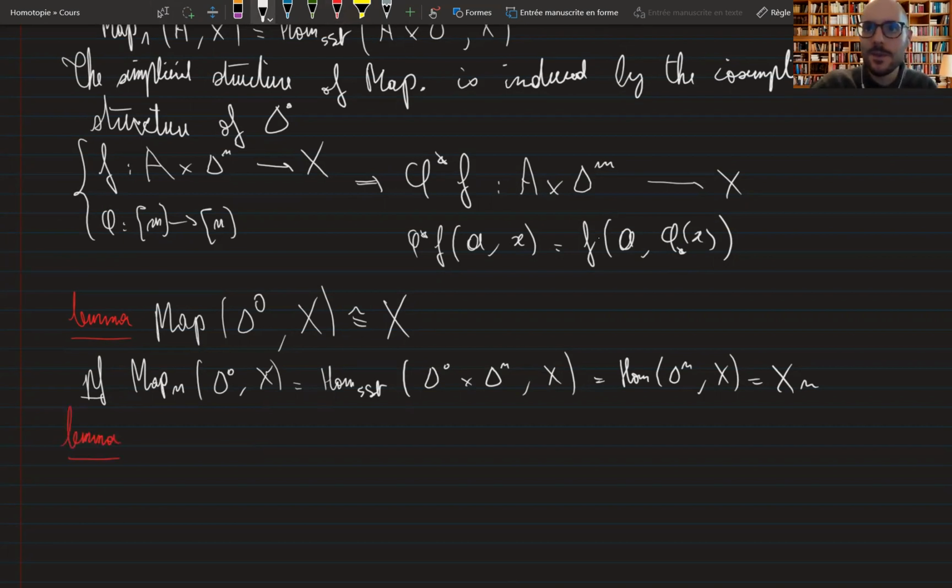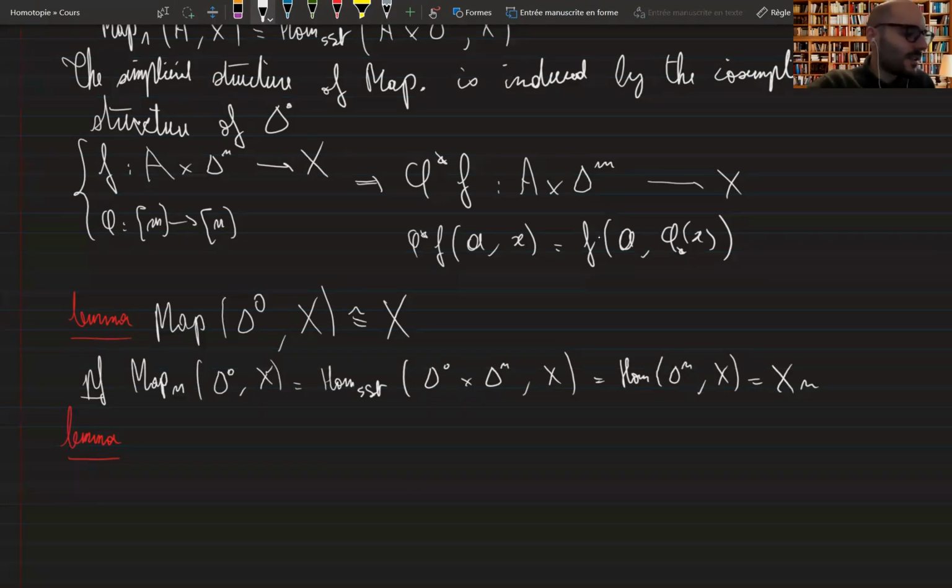You have to check something. So if you want to make sure you have understood what this space is, I encourage you to check that this bijection here is compatible with the simplicial structure, right? Because they are not defined the same way. Here you use the simplicial structure to act on X. Here you act on delta n. So it's not directly the same.